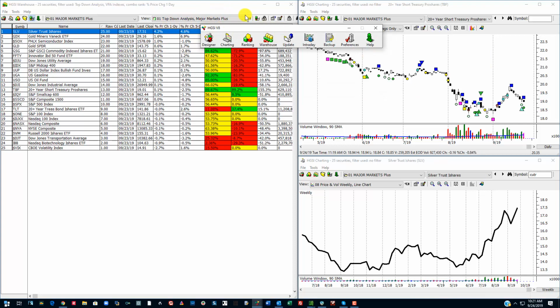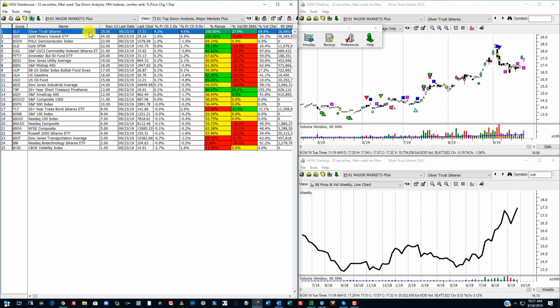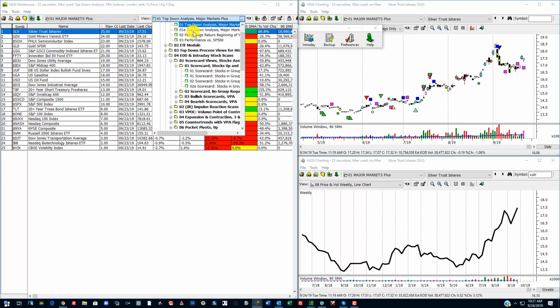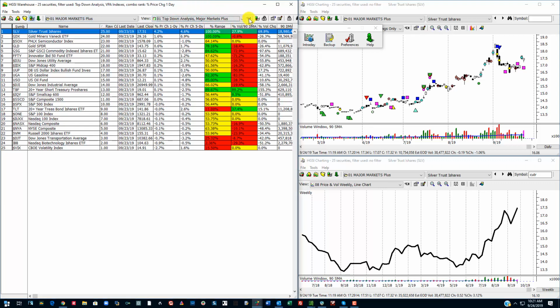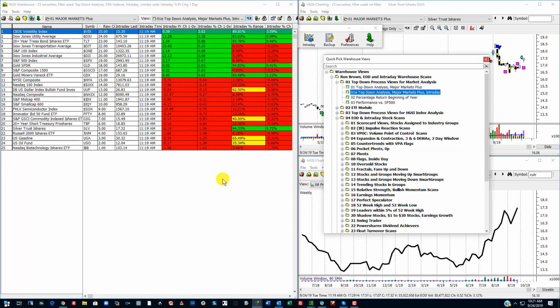So I'm in the same folder, Major Markets Plus, that I was before, and now I'm going to drop down to view number 2. I'll bring up my quick pick, and you can see that it's top-down analysis, Major Markets Plus intraday. I updated a couple of minutes ago, and you can see what is happening today. The market opened strongly, but then it reversed, and consequently the VIX is up the most for the day.